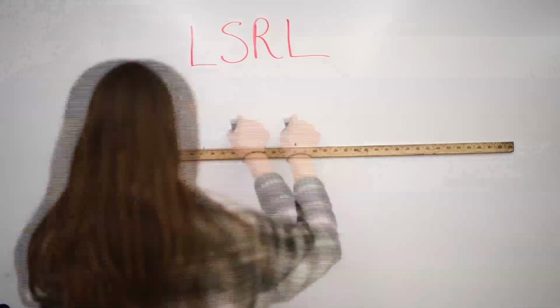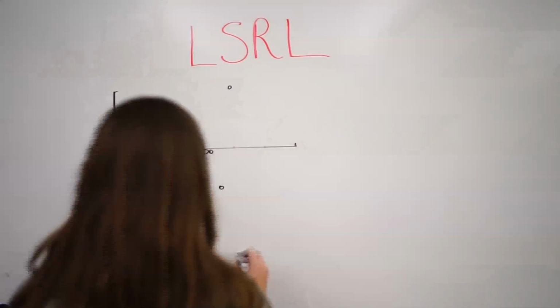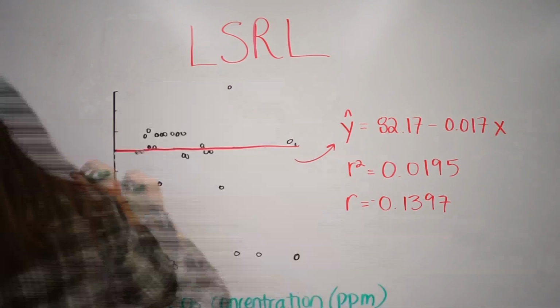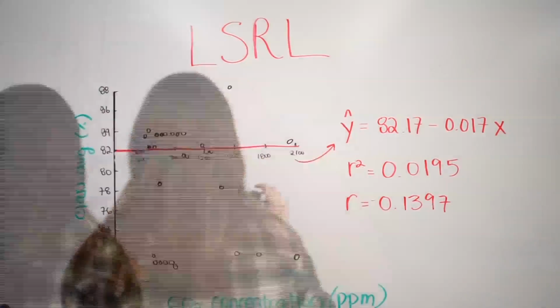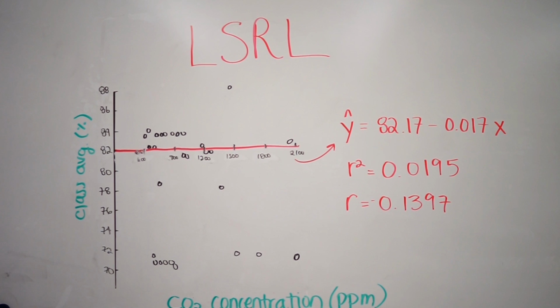For our LSRL, the explanatory variable X was the CO2 concentration, while the response variable Y was the grade average within each classroom. After we had constructed our model, we ended up with an equation of Y hat is equal to 82.17 minus 0.017x. So a slightly negative line, and our R value was negative 0.1397. So that R value is very close to 0, which means a very, very weak negative linear association.